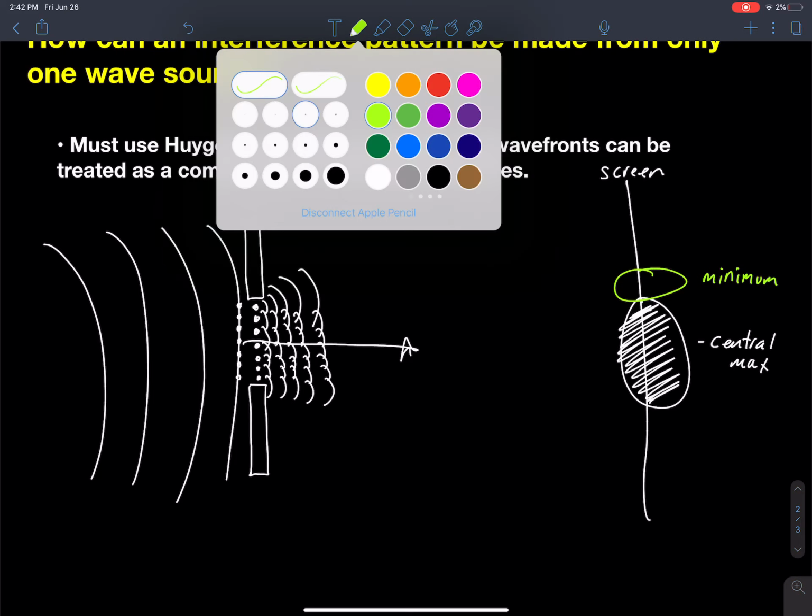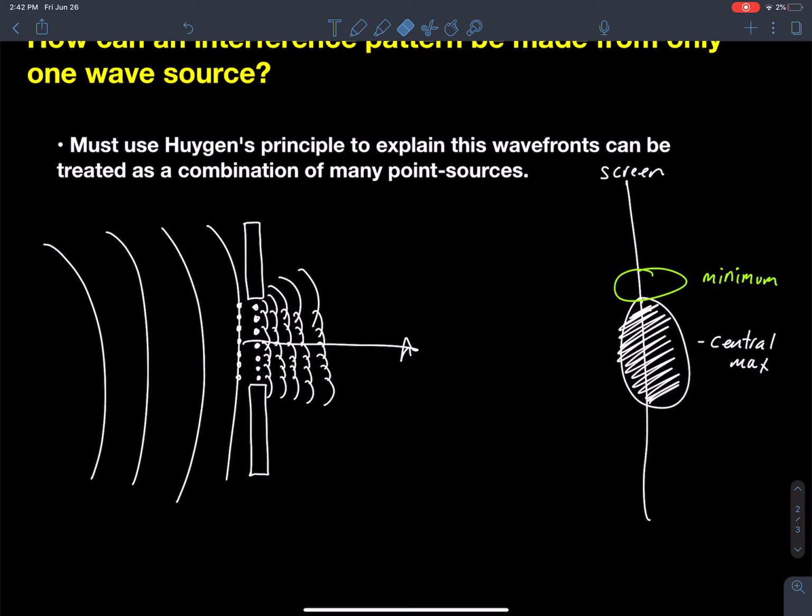Okay, so let's go back here. I'm just going to use this red marker. Okay, if I started with this dot and I went to the center here, and I started with that dot and I went to the center here, the path length is exactly the same. All of these have a partner, a coupling partner, where the path length is exactly the same. If the path length is the same, we can say that a crest is going to meet with a crest, and it's going to be constructive interference. All right, so that would explain the central maximum.